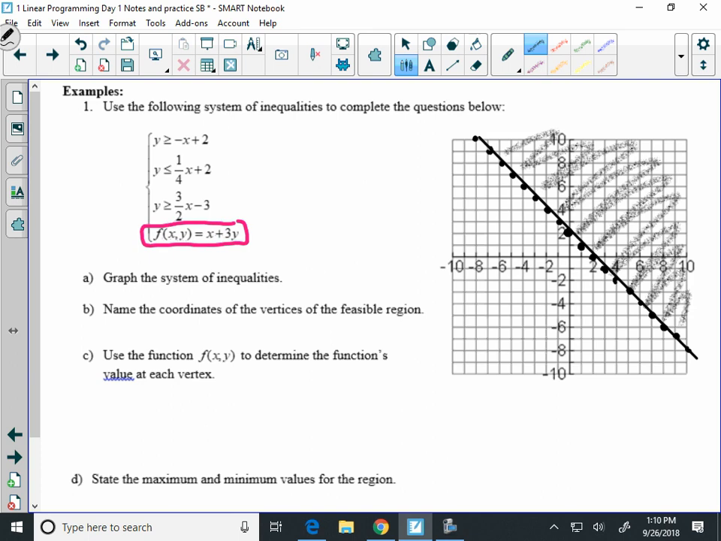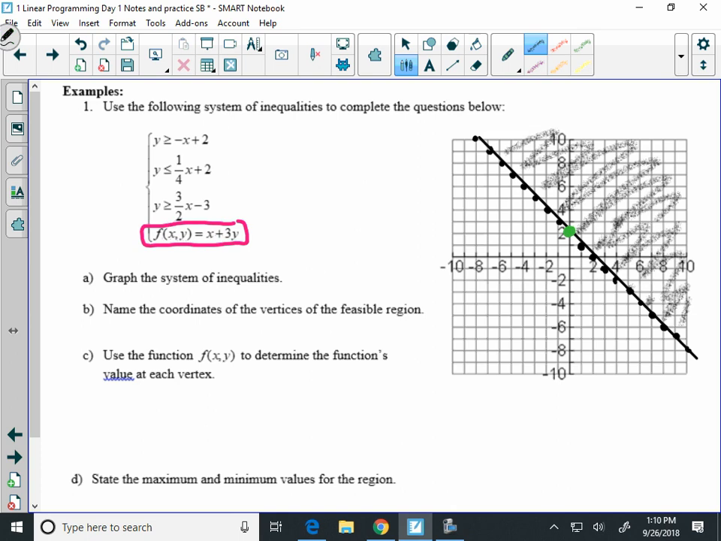This is y is less than or equal to 1/4 x plus 2. So now let's graph that line. We'll start at 2 again. It's okay that it's on the same point. And we go down 1, right 4. It is up. I lied to you. Up 1 over 4.